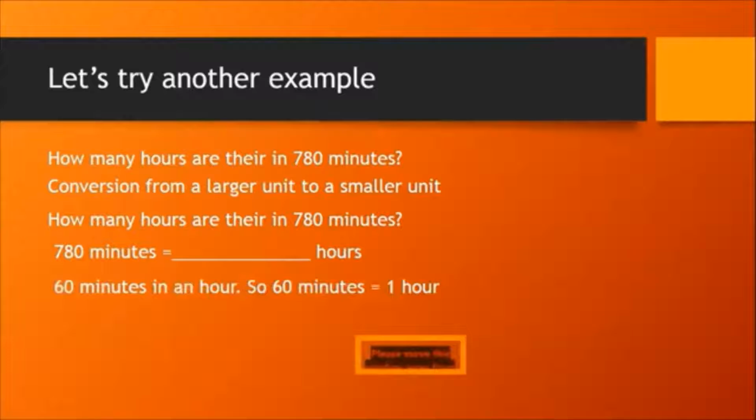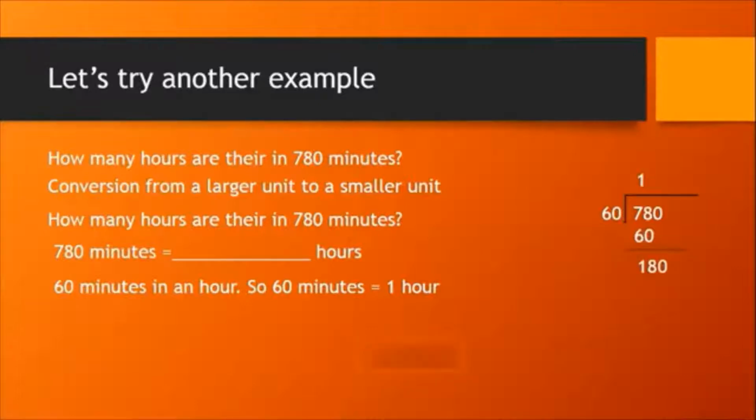So 60 minutes is equal to 1 hour. So in this case, we are going to divide 780 by 60. So 78 divided by 60, we have 1. 1 times 60 is 60. 78 minus 60, the answer is 18. Bring down 0 to make it 180. 180 divided by 60, that is 3. 3 times 60, that is 180. 180 minus 180, that is 0.